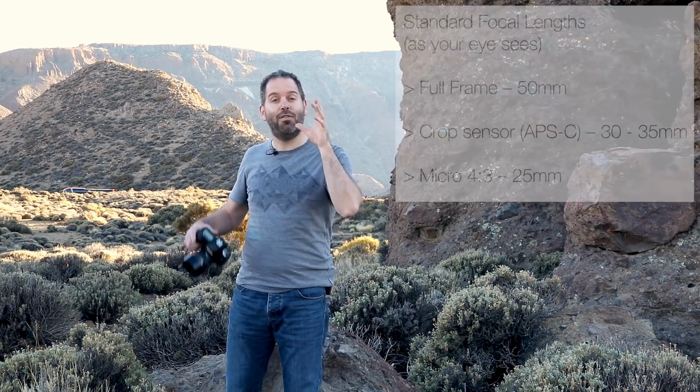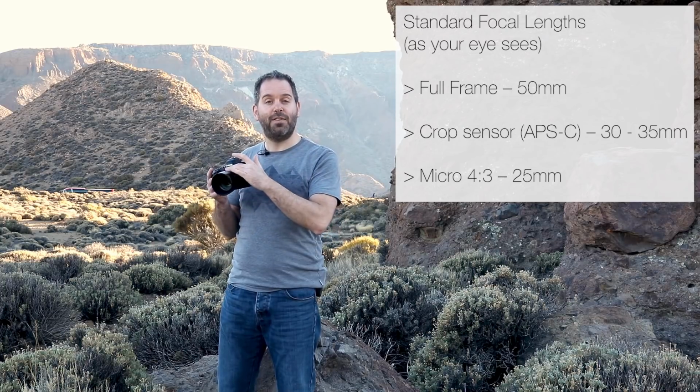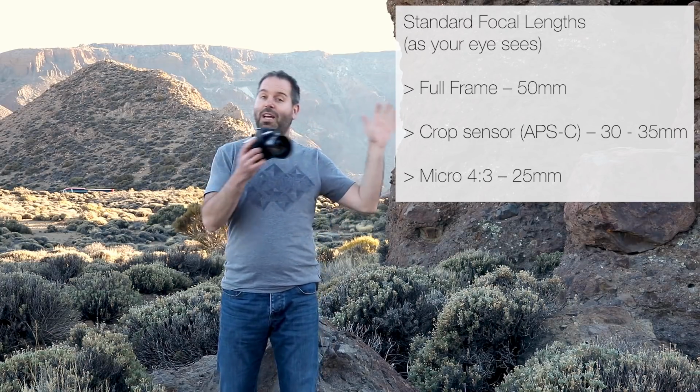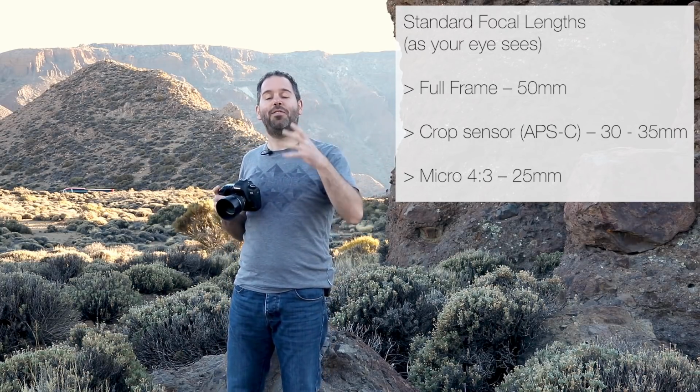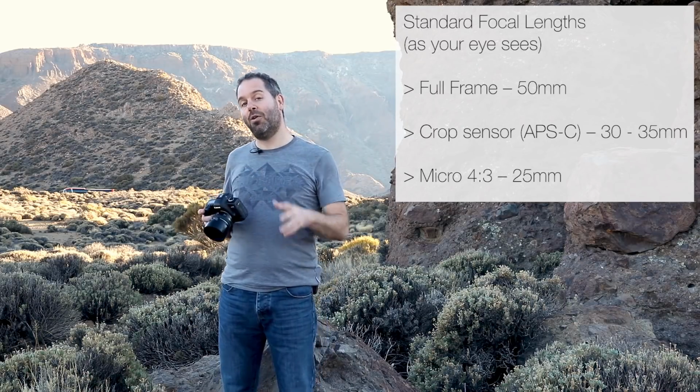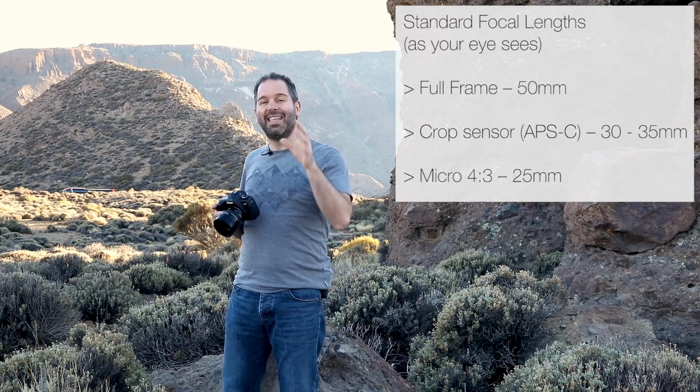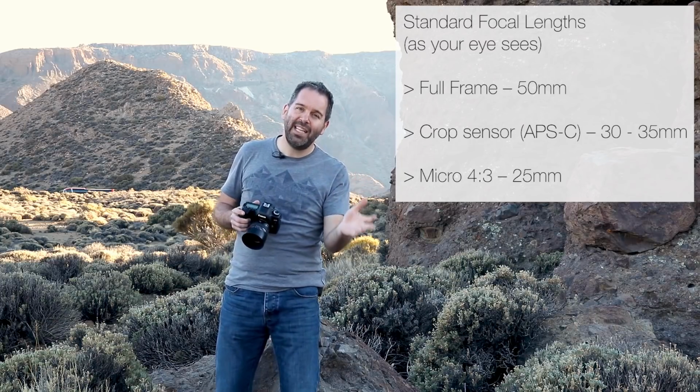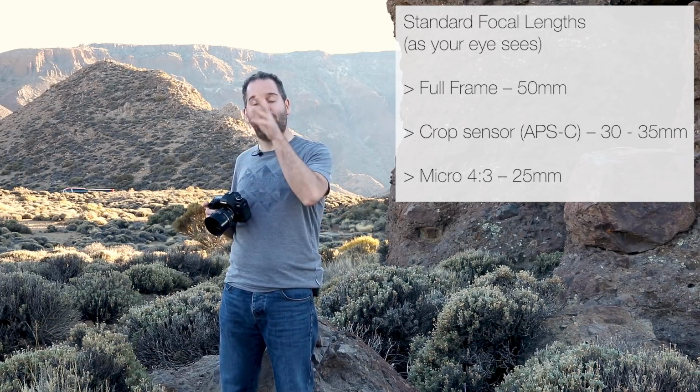And the first thing that I want to talk to you about is the lens to use. Now, you need to use what's called a standard lens, and that means as your eye sees. Now, on a full frame camera, that's a 50mm. If you remember the olden days, you always got a 50mm standard lens. Now, on a crop sensor camera, that is between 30 to 35mm of focal length.